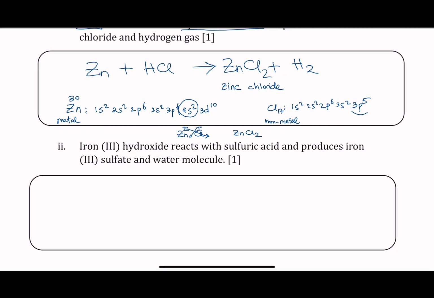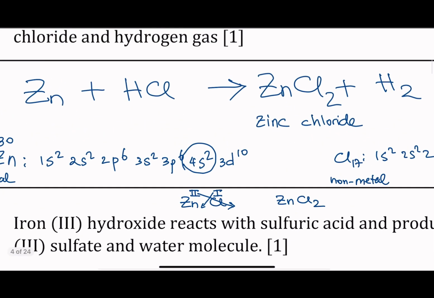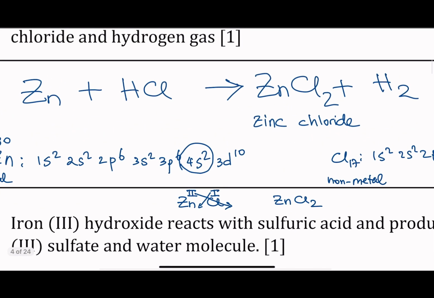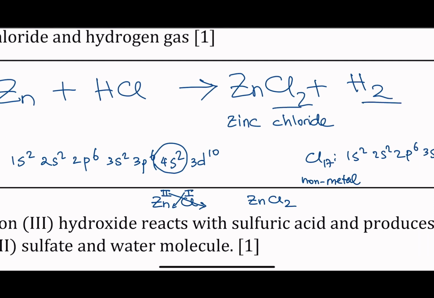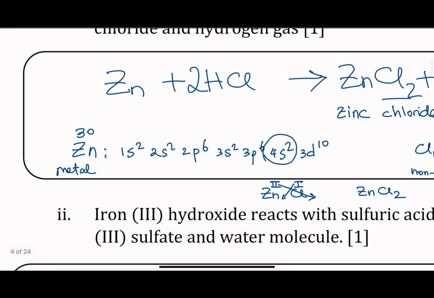Okay, and then we need to balance this. We got zinc, so 1 zinc, we're good. We got 2 hydrogens, 2 chlorine. We need to multiply this by 2. Now everything is good on this side.